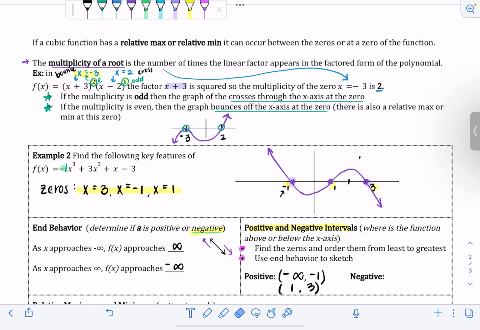And then for the negative parts, it's negative down here. So that's between the x-intercepts -1 and +1. So it'd be from -1 to +1, and your interval should always have the smaller number on the left and the bigger number on the right. And then for the last one, it's negative on the right side of x equals 3. So it's negative starting at 3, going to infinity, so 3 to infinity.